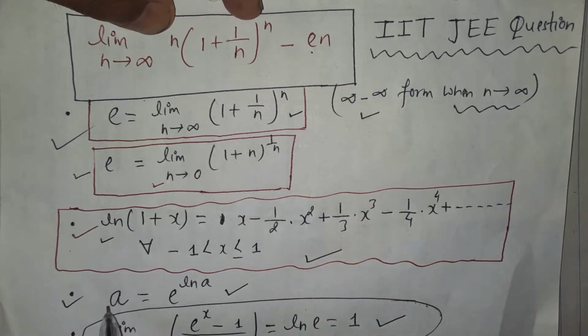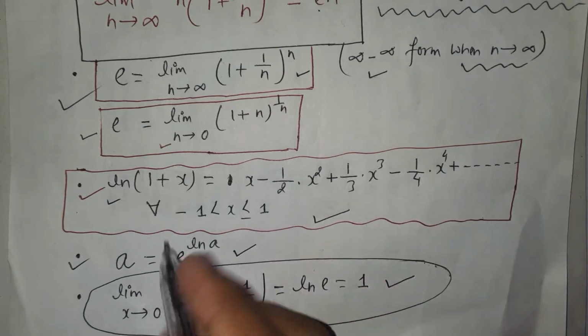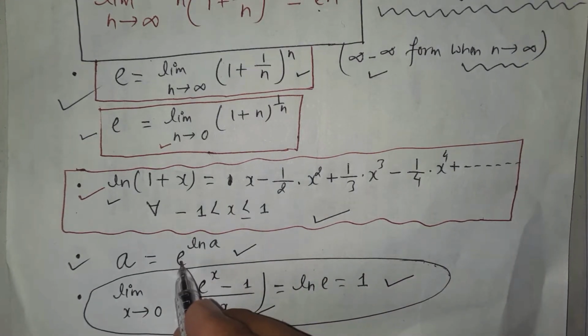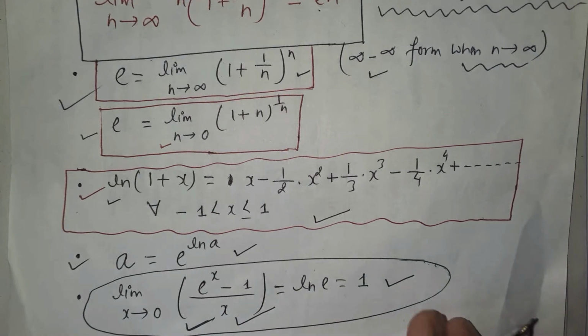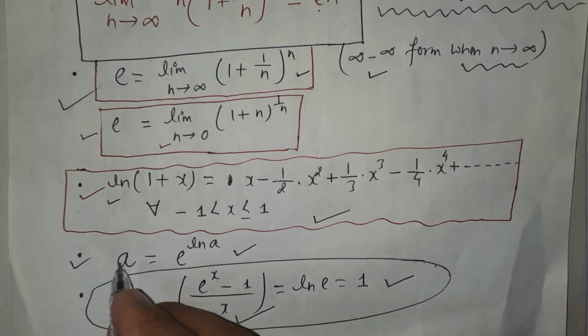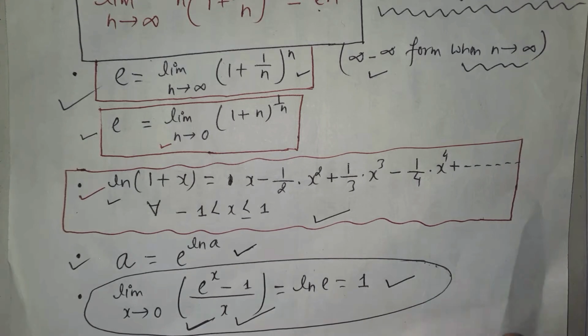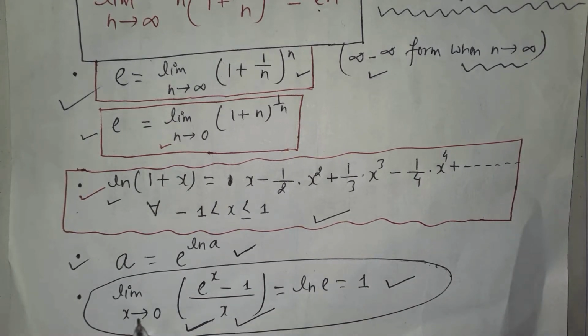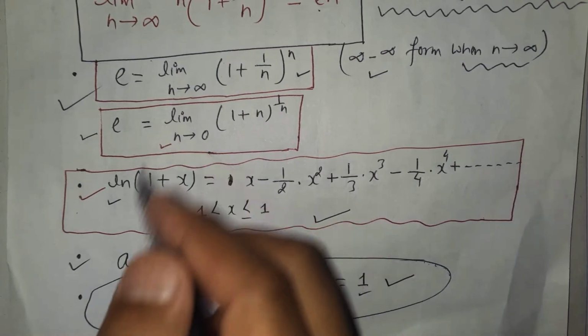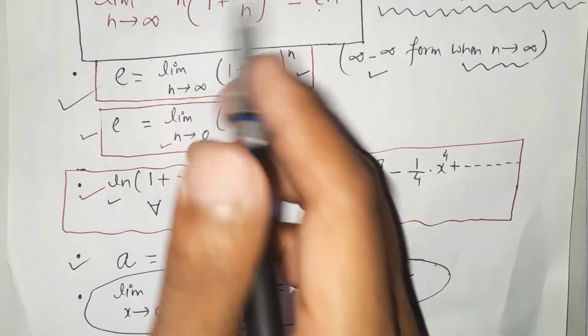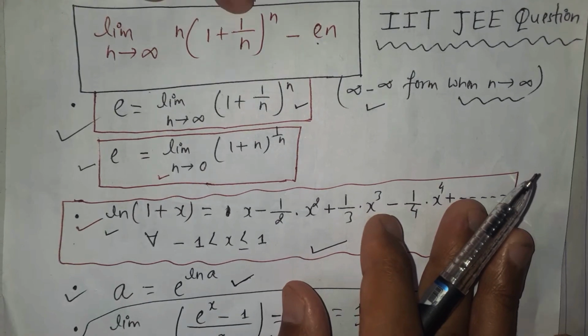Another one: the number a can be written in terms of the logarithm as e raised to the power of ln of a. Here ln means the natural logarithm. This is an important property of the logarithm. The next formula is that the limit as x approaches 0 of (e raised to the power of x, minus 1) over x always gives 1. Please memorize this formula, which helps to solve this particular question.